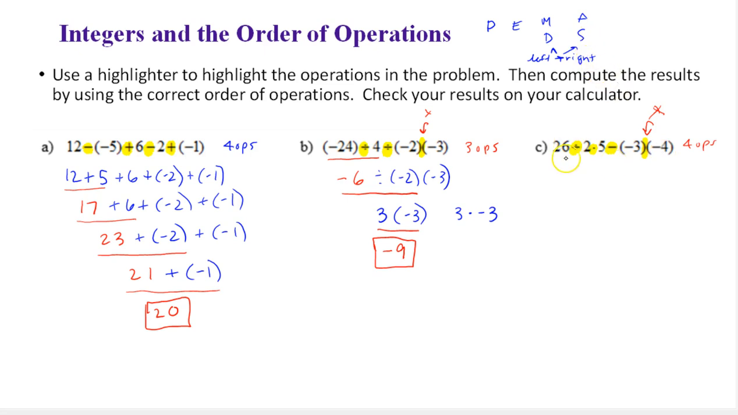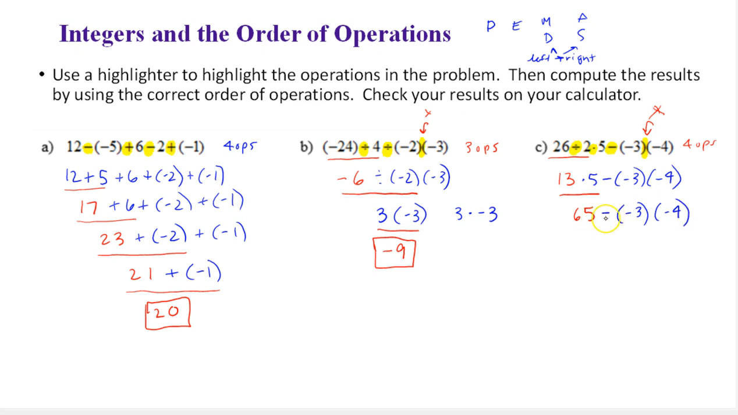So let's start on the left. 26 divided by 2, well, that's 13. They're both positive, so the result is positive 13. I'm going to copy down the rest that's not underlined. Now, next we have multiplication. 13 times 5. Well, 13 times 5 is 65. They're both positive, so my result is positive. Minus negative 3 times negative 4.